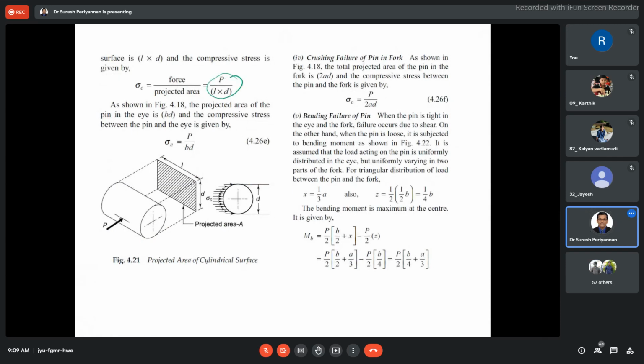Okay, now I come to the next, crushing failure of the pin fork. You may consider the other thing here, P by BD. Sigma C is equal to P by BD. You may consider it the other way.